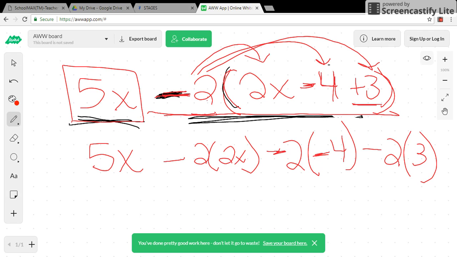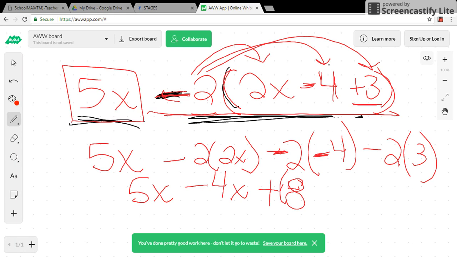So sometimes it does help with these kinds of problems to talk yourself through it and just kind of imagine Mrs. Collins sitting on the corner of your shoulder saying, what would she say? You're taking away. So I'm going to have 5x, and I'm going to be taking away 2 times 2 is 4x. I have a minus 2. I'm going to be taking away a 2 times negative 4. Okay? So a negative and a negative here again make a positive 8.